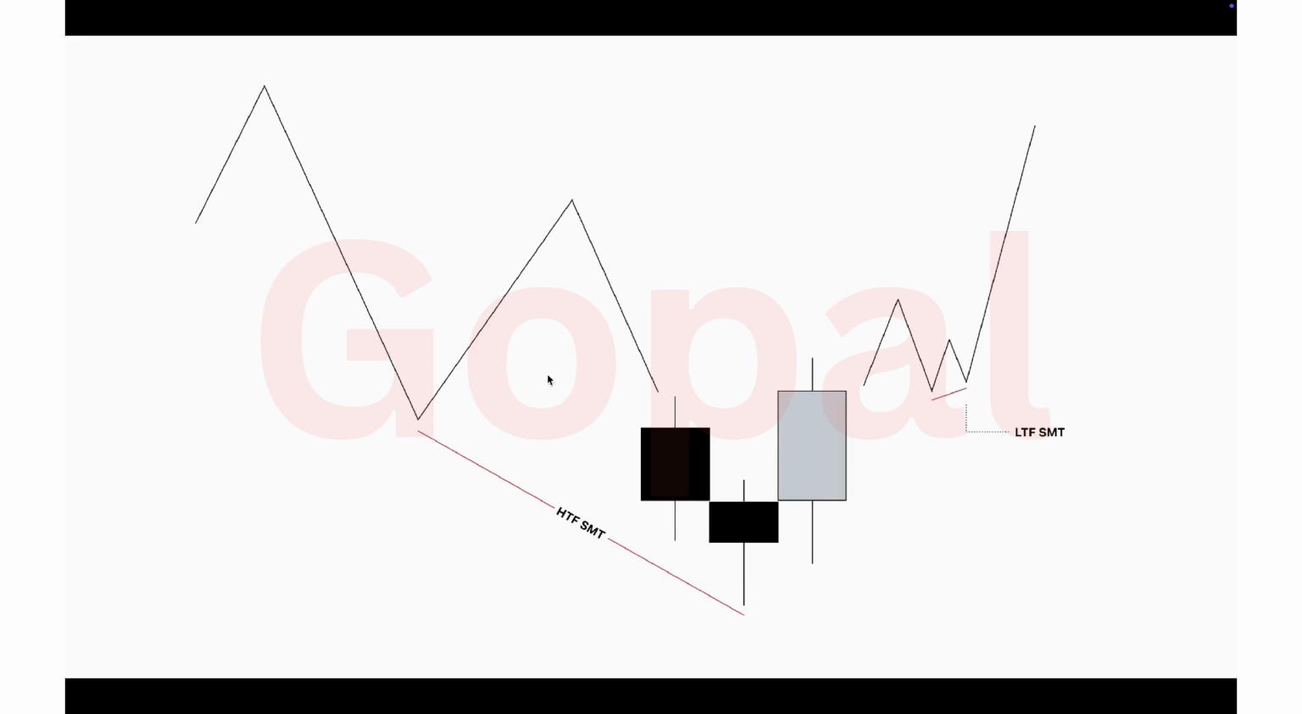So a little example of that would be we have a higher time frame SMT, and then we would form a TPD, and then on candle 3, we would have a change in the state of delivery, and then that next day or next quarter open, you would look for a lower time frame SMT.